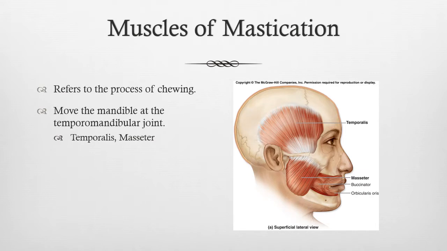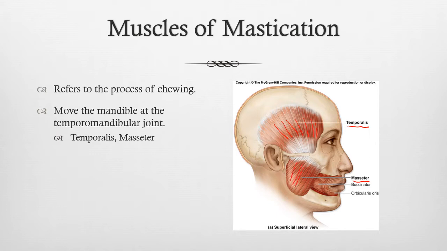Our muscles of mastication are those muscles for chewing. And so primarily these muscles are our temporalis and the masseter. These are the big muscles that are going to close the jaw. If you clench down on your jaw, you can feel on the side of your head there the temporalis muscle as it starts to contract. You can kind of feel and even see that bulge out there.